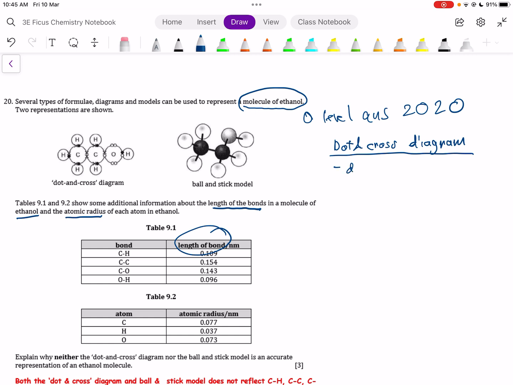Actually, it does not show the bond length. But you've got to be specific. The bond length of what? Like your CH bond, your CC bond, the CO bond, the OH bond. All are not there. Not able to see it. And then the atomic radius.